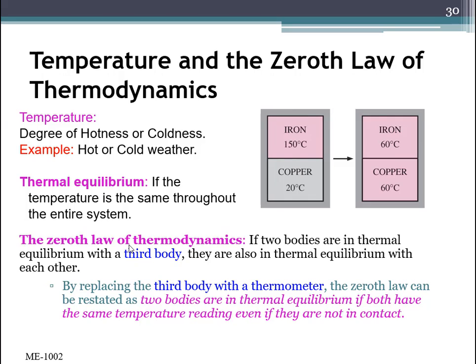For example, you have body A, body B, and body C. If body A and C have the same temperature, so they are in thermal equilibrium, which means there is no heat transfer, and body B is also in thermal equilibrium with body C, then body A and B are in thermal equilibrium with each other, right? That's very common sense, right? So that's called the zeroth law of thermodynamics, and we will be discussing the first law and second law of thermodynamics later in this chapter, this course, inshallah.